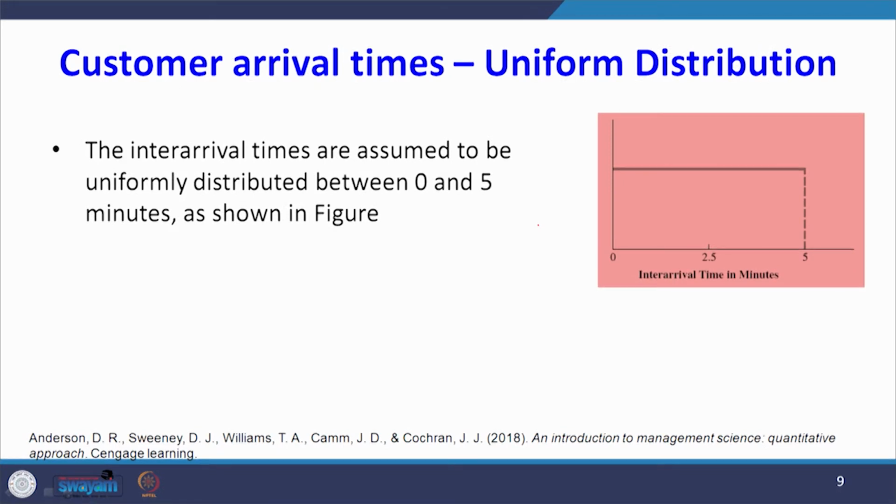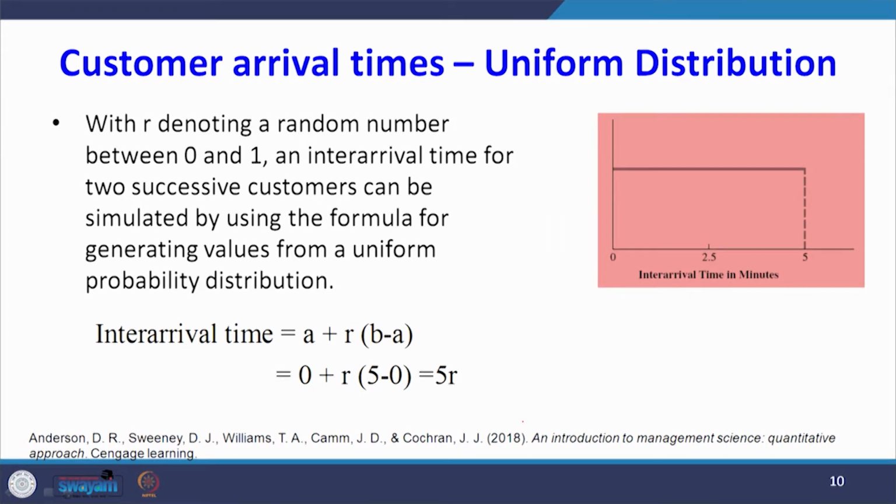So, we are going to assume that the inter arrival time follows a uniform distribution. The inter arrival times are assumed to be uniformly distributed between 0 and 5 minutes as shown in this figure. The arrival pattern follows a uniform distribution: minimum 0, maximum 5, and the average inter arrival time is 2.5 minutes. That means the average time between one customer and another customer is 2.5. Sometimes the customer may come in 1 minute, or in 4 minutes, but the average inter arrival time is 2.5 minutes.